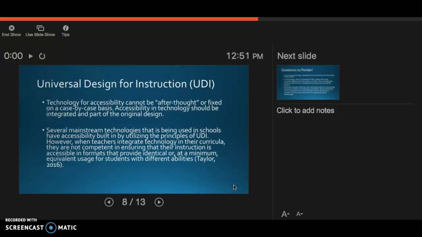However, when teachers integrate technology in their curricula, they are not competent in ensuring that their instruction is accessible in formats that provide identical or, at a minimum, equivalent usage for students with different abilities. It goes back to teachers being unaware of accessibility, and so they do not incorporate these features in their content.